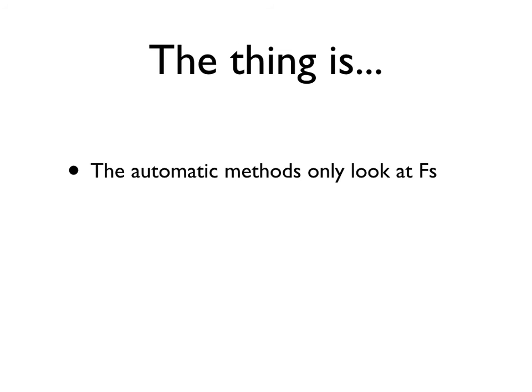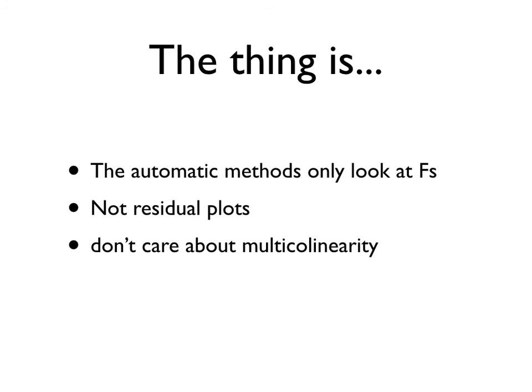You know what though? Those automatic methods only look at F's, only look at the overlap of variables. They don't look at anything else. All they look at is F to enter or F to leave, F stars. They never look at residual plots. So they don't care. They never look to see if something's curvilinear. They never look to see if you've got an outlier. They don't care about multicollinearity. They don't look at that and say, oh, well, don't use both these variables, they overlap by a little too much for my taste. They care about it in an indirect way, because if they overlap too much, it's not a big F star. Nonetheless.